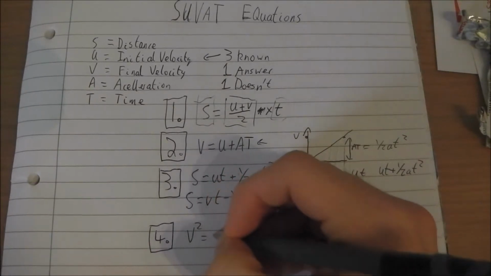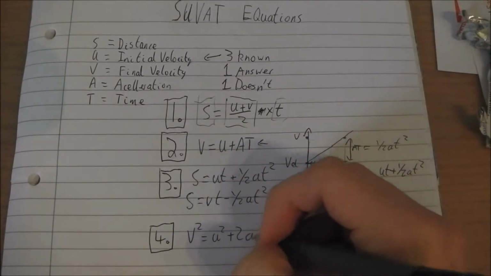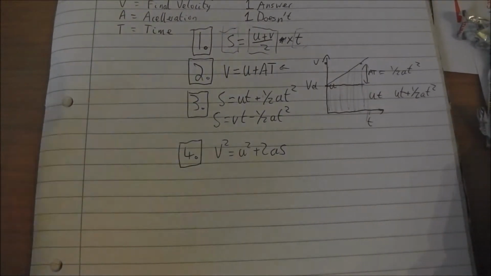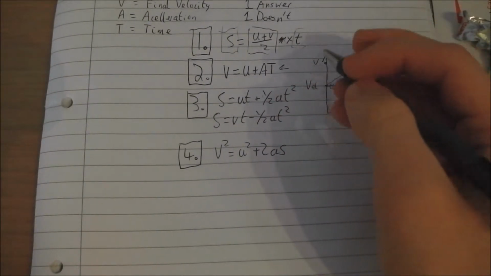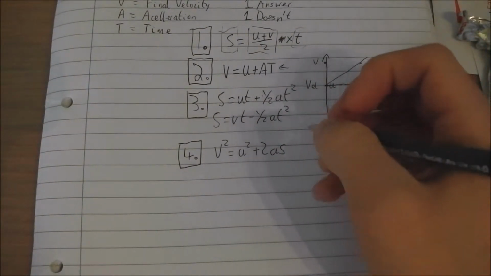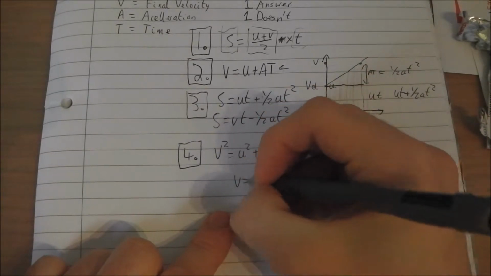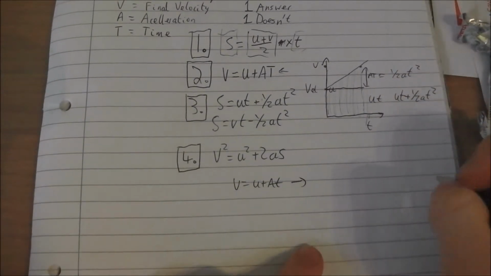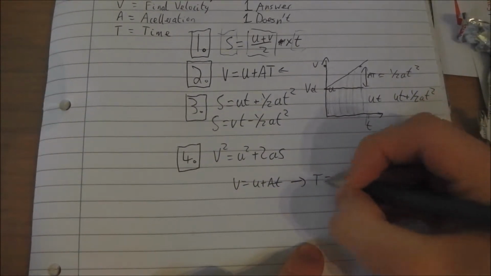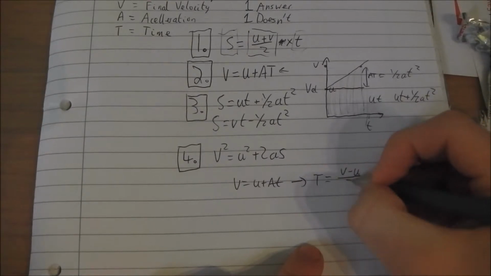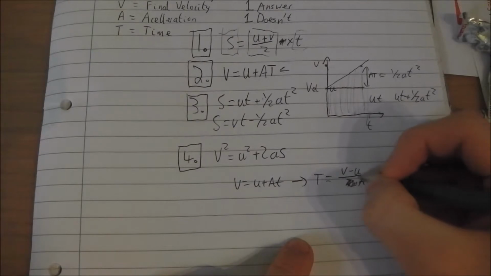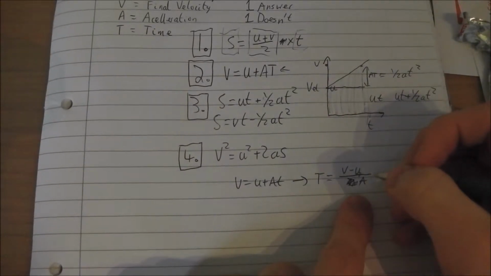V squared equals U squared plus 2AS. This equation is quite difficult to derive just logically, as we have done with the previous ones. So how can we derive it mathematically? First of all, let's have V equals U plus AT, and rearrange that to be T equals V minus U over A. That's just that equation rearranged.